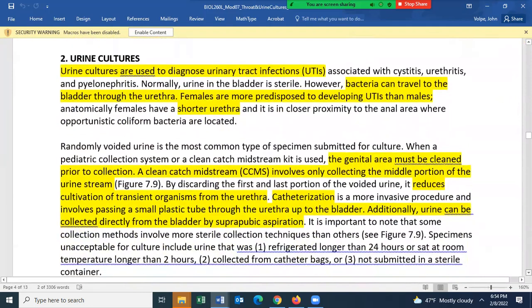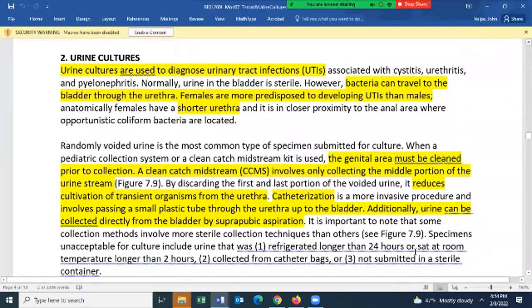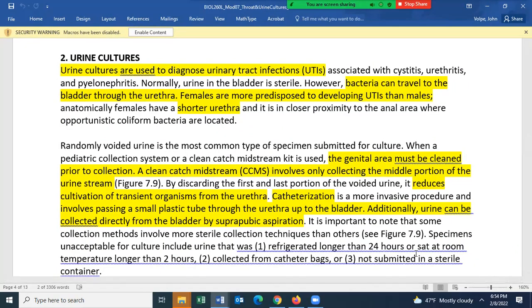All right, if not, let's move on to the urine cultures. Urine cultures are taken to diagnose a urinary tract infection or UTI. Bacteria can travel up the urethra and into the bladder. This is primarily a problem in females because they have a shorter urethra than males. And so they're more likely to get a UTI.